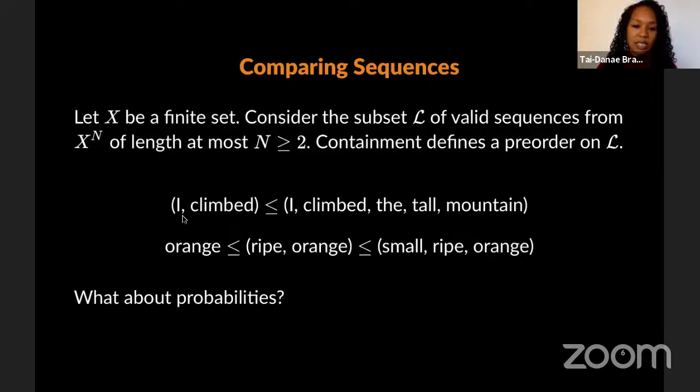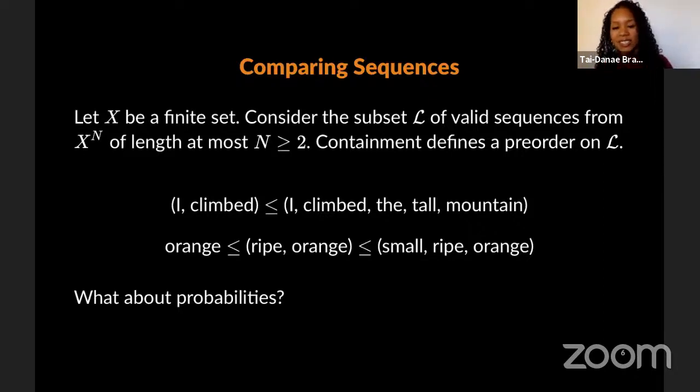So the sequence "I climbed" is contained in the sequence "I climbed the tall mountain," just as a subsequence containment. Orange sits inside ripe orange, which then sits inside small ripe orange. I'm expressing this relation by less than or equal. You can check that this is both reflexive and transitive, which succinctly means that it's a pre-order. If a pre-order is not familiar, a pre-order is just a partial order without anti-symmetry. So that's the mathematical structure. Sequences form this nice pre-order. I can compare them in this way.